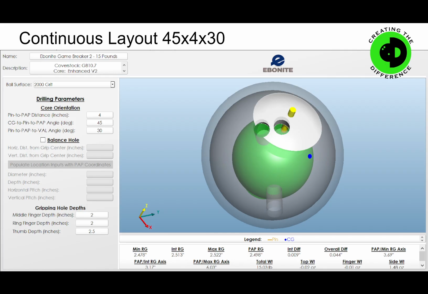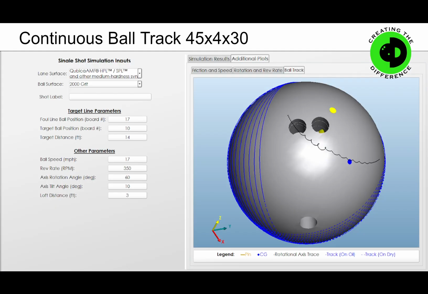The next layout is called a continuous layout. This layout happens to be 45 by 4 by 30. You can see now the pin is in a different position, and that's also going to help change the performance of the bowling ball. It's going to give you more of that mid-lane hook, and it'll continue all the way through the pins. Now, this ball is drilled in a stronger position, so you're going to see more of those blue lines. The dark blue lines are in the oil, the dash lines are in the dry, but the bowling ball does not hit the thumb hole and does not hit the finger holes.